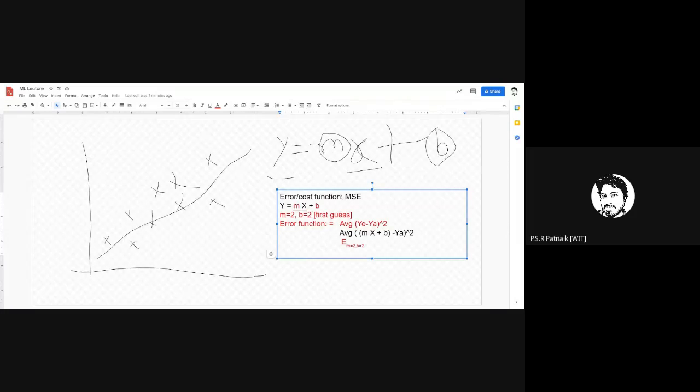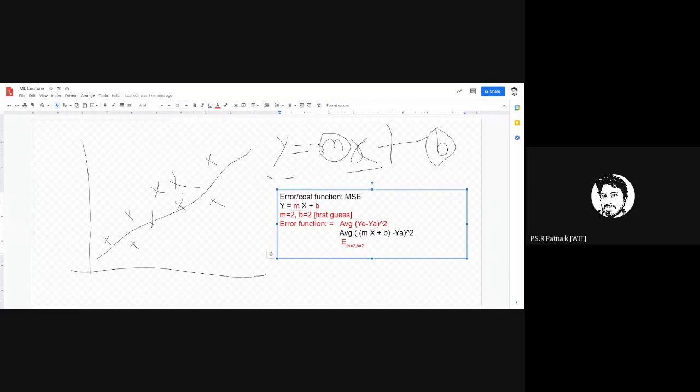Now I want to know how the error function, specifically when I have mean squared error as the function, behaves. I would like to look at a graph which plots the effect of m and b on the error function. If I plot the effect of m and b on the error function, what do you think the graph would look like? Would it be a 2D graph or a 3D graph?